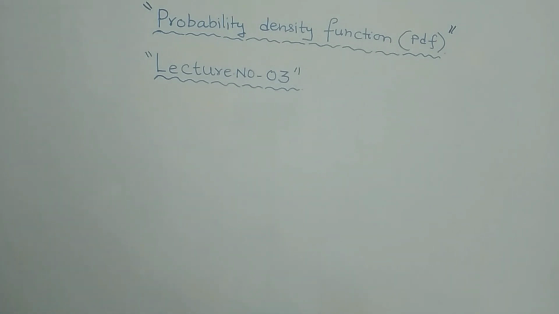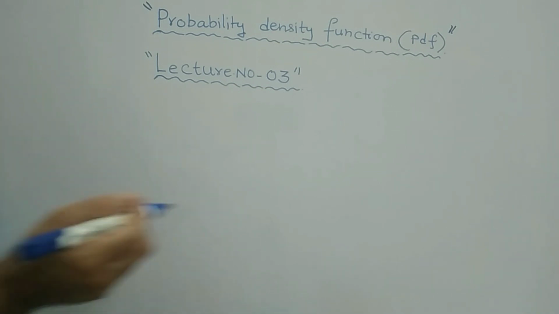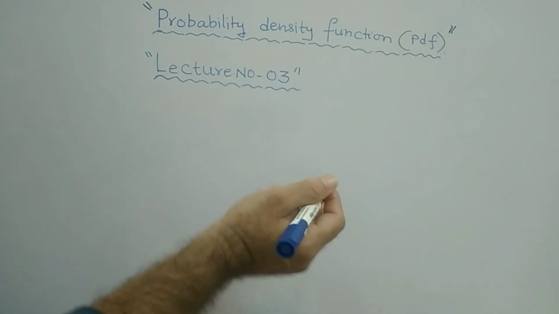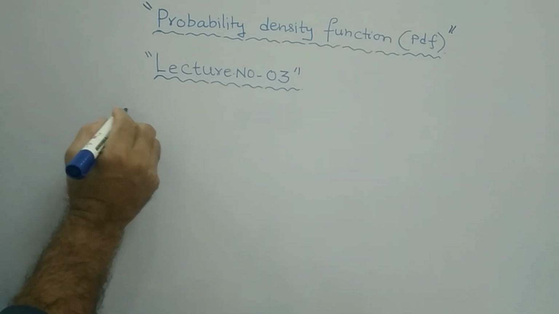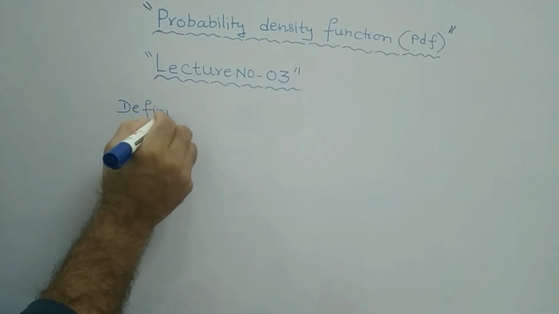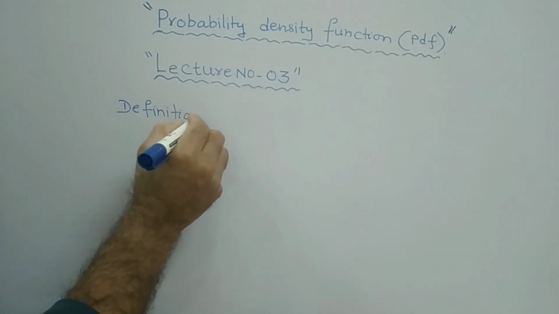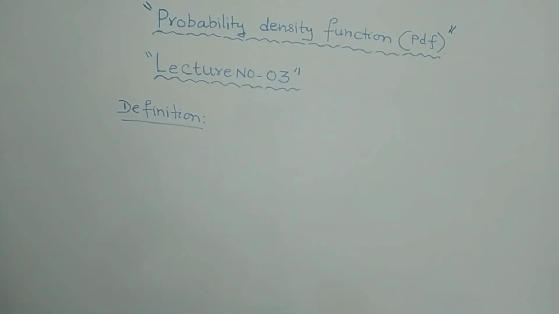So I welcome you for this presentation, and we will see about the probability density function of any given random variable. So how can we define a probability density function? Let us see the definition first. The definition of this PDF. What is probability density function? It is very easy actually.